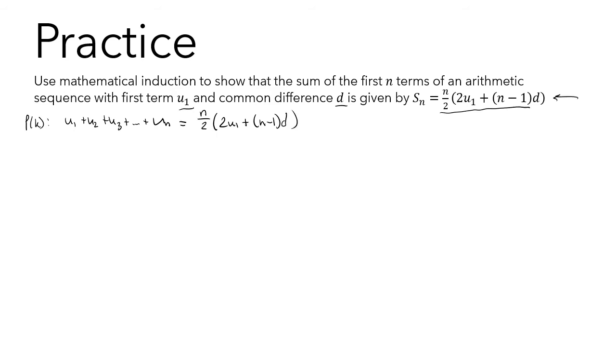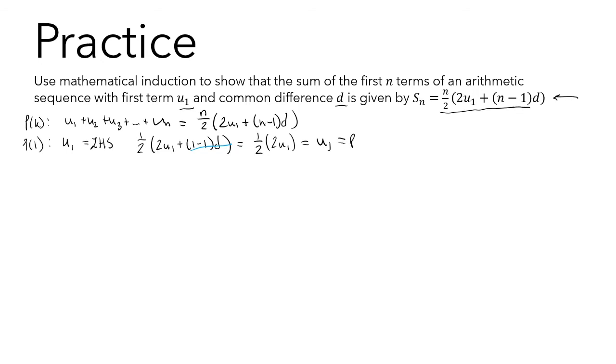Okay, so we're going to first prove the first step, the basic step, P of 1. So with P of 1, we have u1 on the left-hand side, and I want to show that that has to equal the right-hand side. Well, 1 divided by 2 times 2u1 plus 1 minus 1 times d, plugging in 1 for n, equals 1/2, and then my term here is going to cancel because 1 minus 1 is 0, times 2u1, which equals u1.